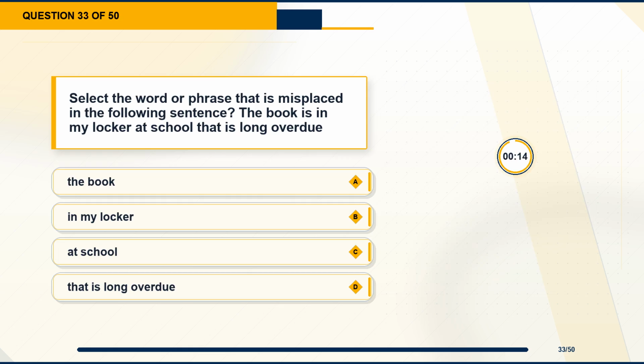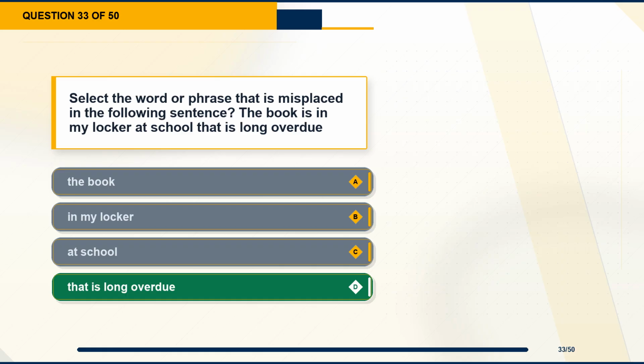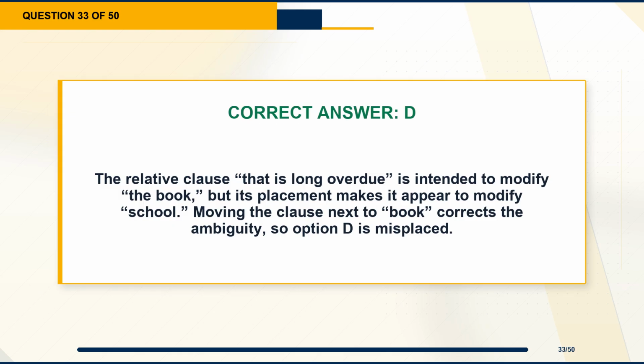Question 33. Select the word or phrase that is misplaced in the following sentence. The book is in my locker at school that is long overdue. Option A, the book. Option B, in my locker. Option C, at school. Option D, that is long overdue. The correct answer is option D, that is long overdue. Explanation: the relative clause that is long overdue is intended to modify the book, but its placement makes it appear to modify school. Moving the clause next to book corrects the ambiguity, so option D is misplaced.